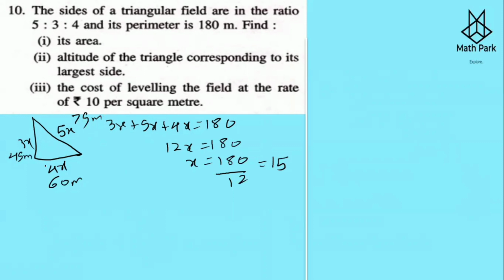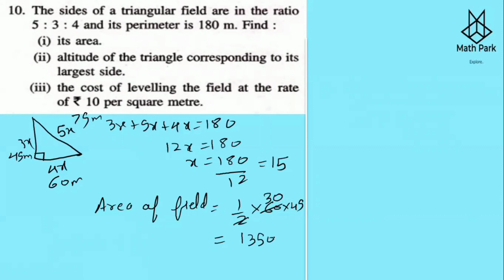Now we are asked to find the area. The area of a right triangle is half base into height. So area of the field is equal to half into 60 into 45. So 2 ones are 2 and 2 threes are 6, so 30, and 45 times 30 gives you 1350 square meter is the area of the field. Got it? 1350 square meter.